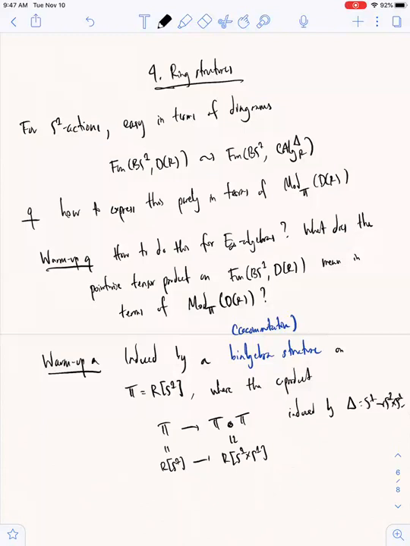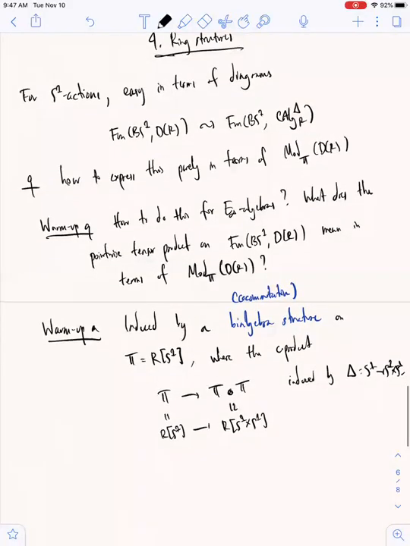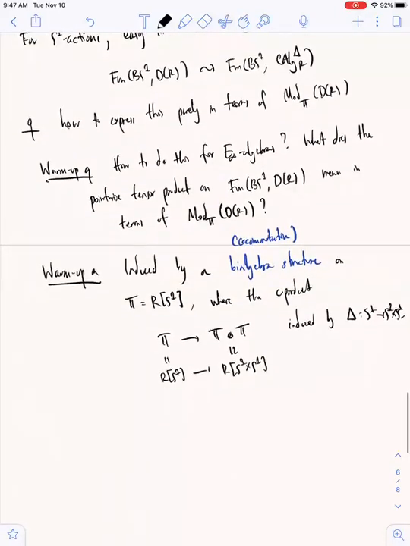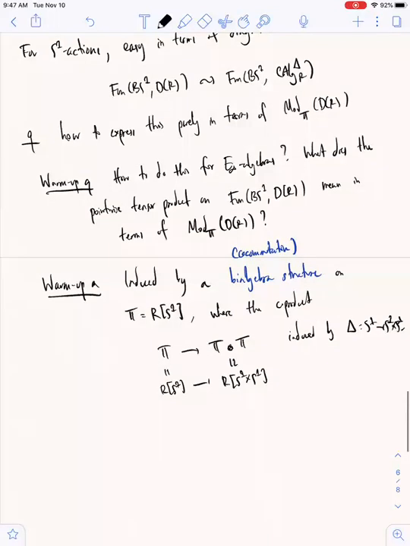If I have two modules over the group ring, I can tensor them together over R, not over the group ring, and get a module over T times T tensor T, and then I can pull back along the diagonal to get a module over T again. This is how to encode the tensor product of representations in terms of group rings. Formally, the important structure on T is that it's a co-commutative bi-algebra. So that explains how to get E-infinity algebras.